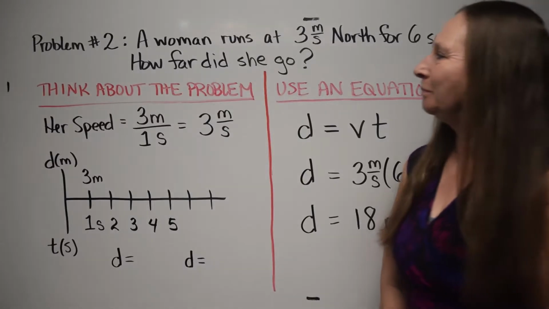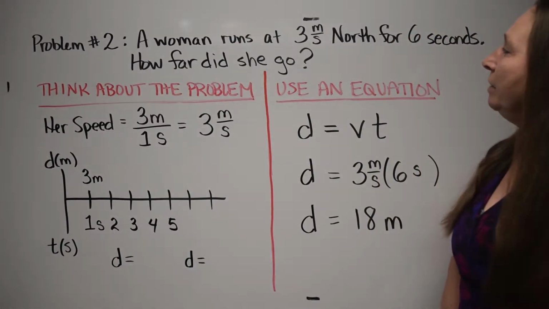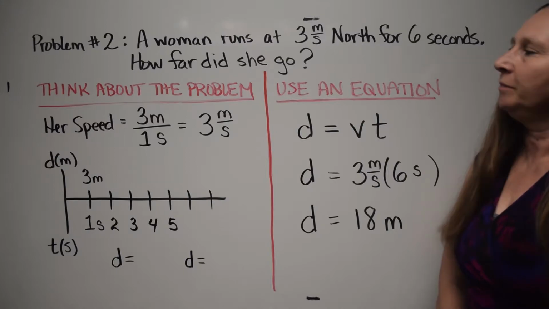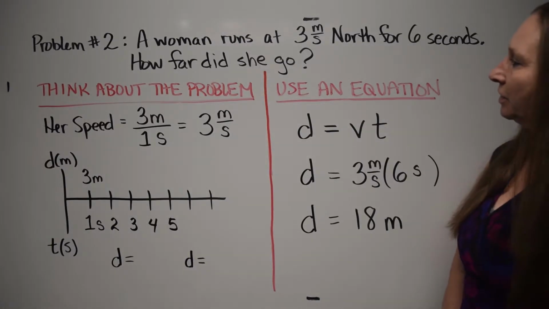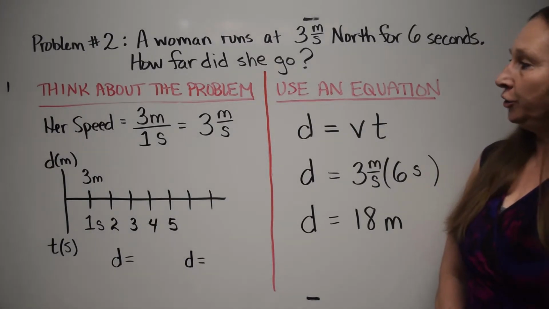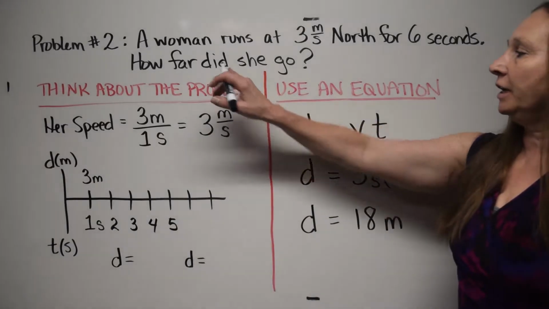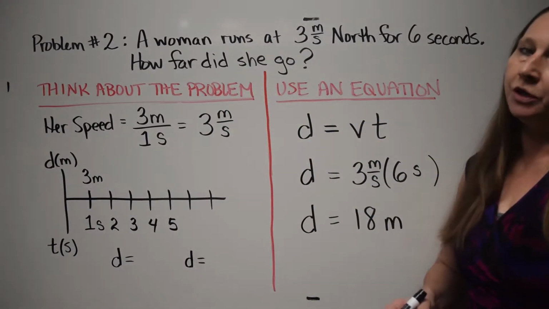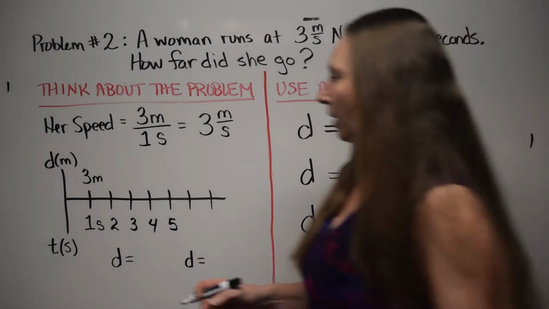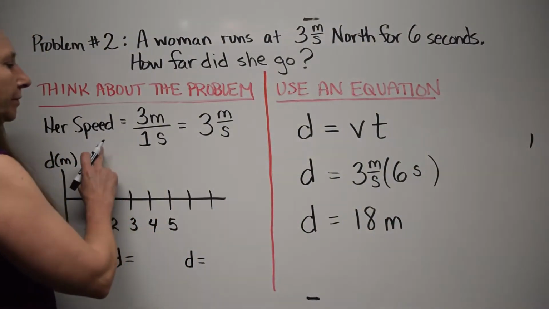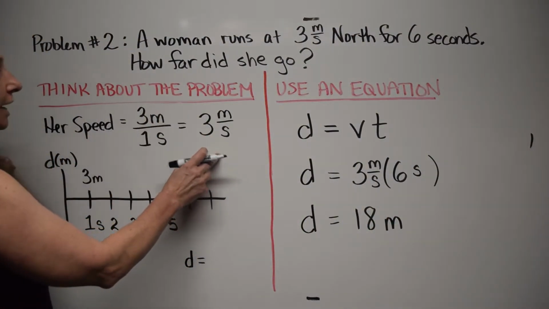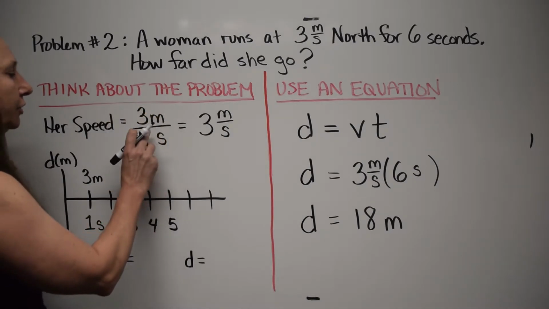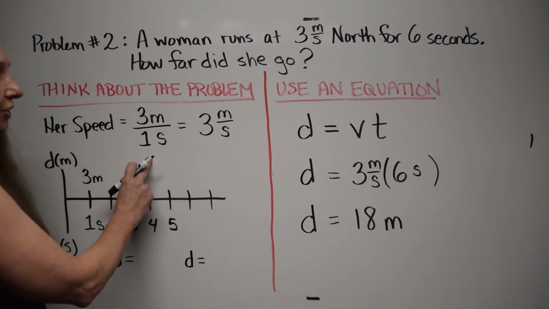Problem number 2. A woman runs at 3 meters per second north, that's her speed, for 6 seconds. How far did she go? So they're asking us for her distance or her displacement. Now, we know that her speed is 3 meters per second. That means she's going 3 meters every 1 second.